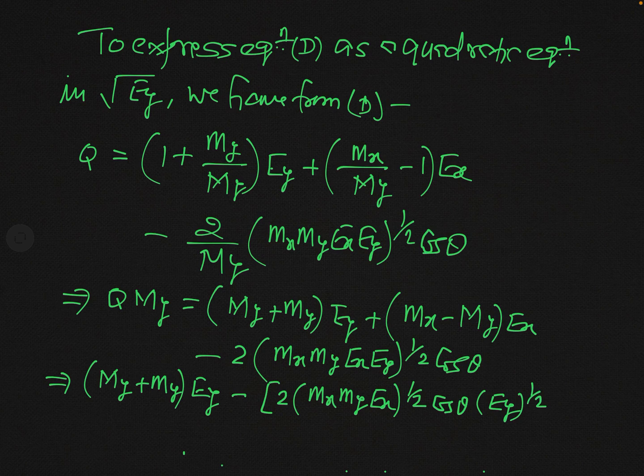and minus q into my. Actually, I have brought this term qmy to the other side, so this will become negative. I have taken the minus sign common here, so minus qmy plus my minus mx, as the minus sign has been taken common, so here the sign is just reversed, into Ex, and this is equal to 0.